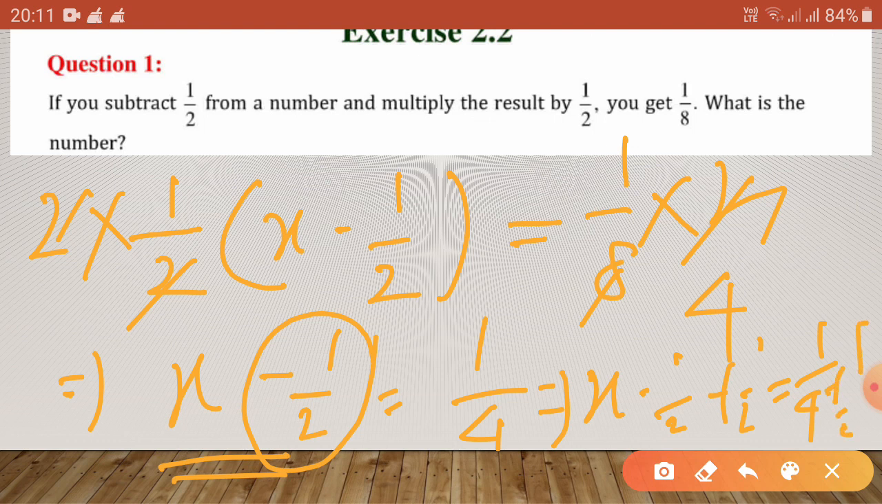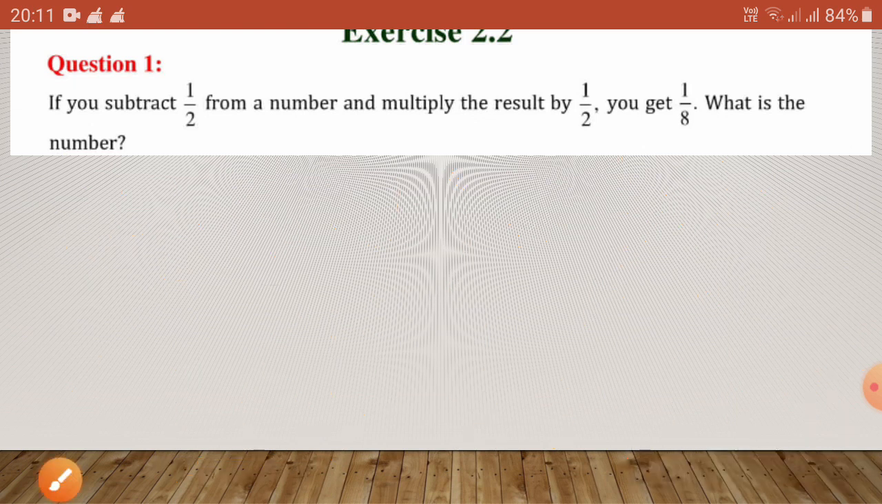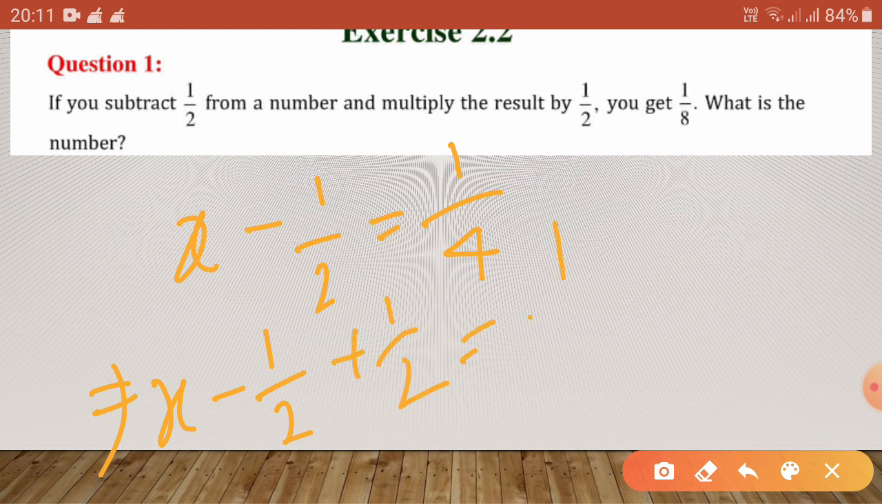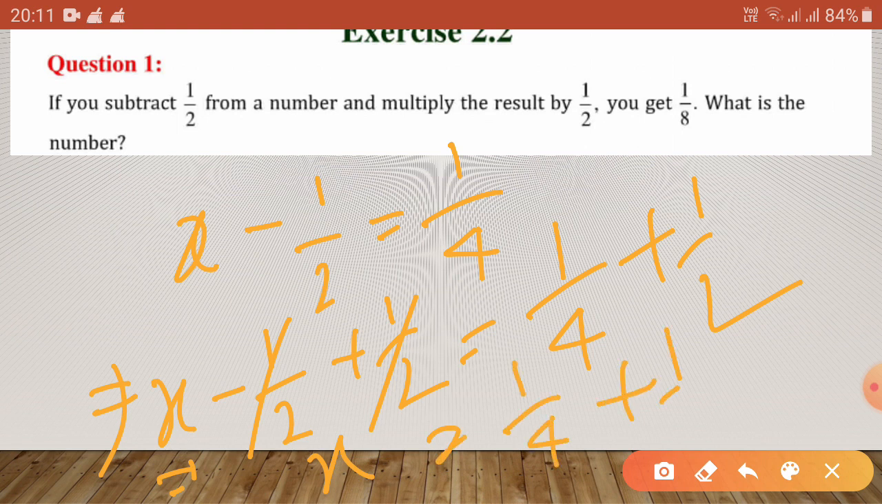Okay, I am writing it clearly. So the equation is x minus 1 by 2 equal to 1 by 4. To minimize the value minus 1 by 2, we have to add 1 by 2 on both sides, so that gives us x minus 1 by 2 plus 1 by 2 equal to 1 by 4 plus 1 by 2. On the left side, minus 1 by 2 and plus 1 by 2 are omitted, and we will get x equal to 1 by 4 plus 1 by 2.